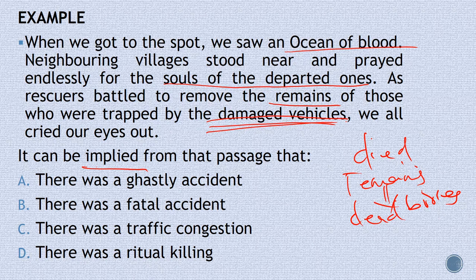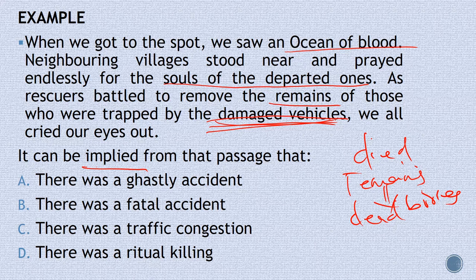Then I say it can be implied from the passage that A, there was a ghastly accident. Yes, there was an accident because of the damaged vehicle. That's a pointer. But is it a ghastly accident? We'll get there. B, there was a fatal accident. Trust me, there is an accident. So option A and option B should be considered.